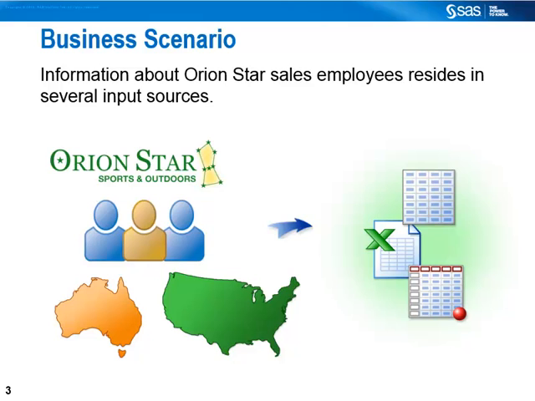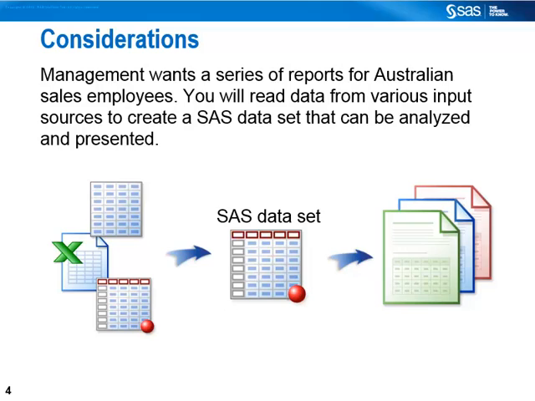Information about Orion Star US and Australian sales employees is currently stored in a SAS dataset, an Excel spreadsheet, and a raw data file. To create a new dataset, we start with an existing data source known as input data. Your input data might be a SAS dataset or a raw data file. Our input data could also be a Microsoft Excel worksheet if we have a license for the appropriate SAS access engine. A data step reads the input data and creates a new SAS dataset.